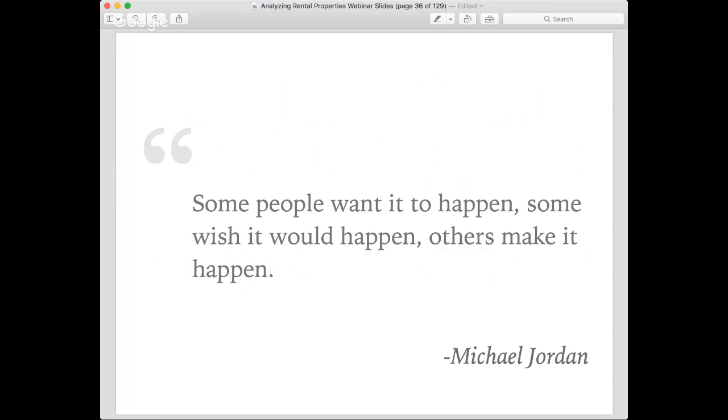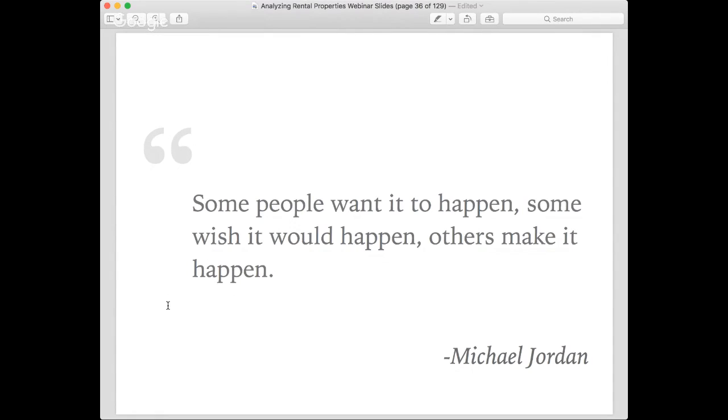Those are all good things, but here's the sad truth. As Michael Jordan said, some people want it to happen, some wish it would happen, and others make it happen. So the question is, what type of person are you? Are you somebody who wants it to happen, somebody who wishes it will happen, or are you going to make it happen? It's kind of a convicting quote. I know a lot of people who want to lose weight. Do they? No. I know a lot of people who want to get in shape.